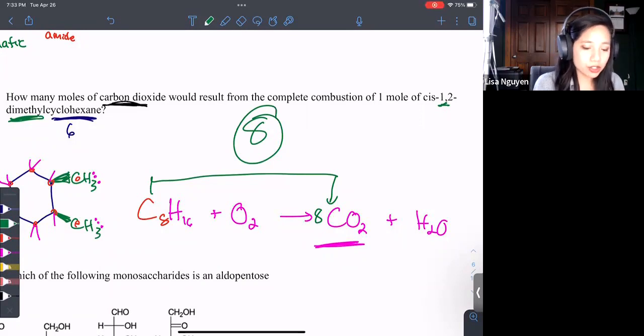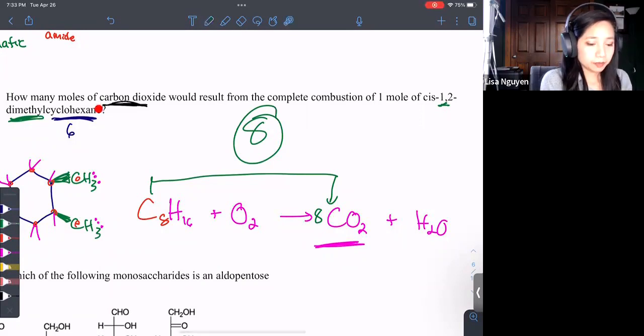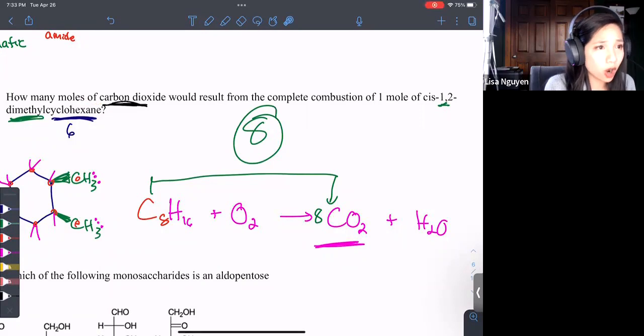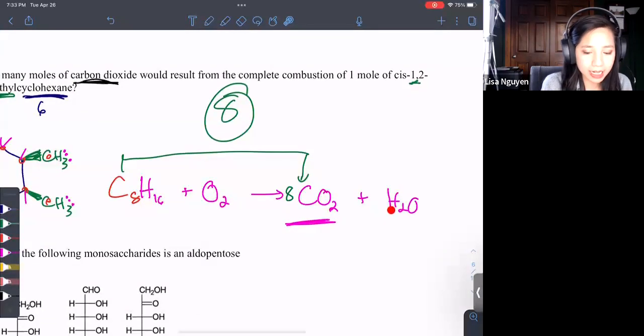I could also ask you, I think this was on one of your exams, what is the sum of moles of CO2 and water produced? So we could take this one step further and balance the H2Os. So recognize that all of the hydrogens from your molecule, now that we have the full chemical formula, are going towards water.